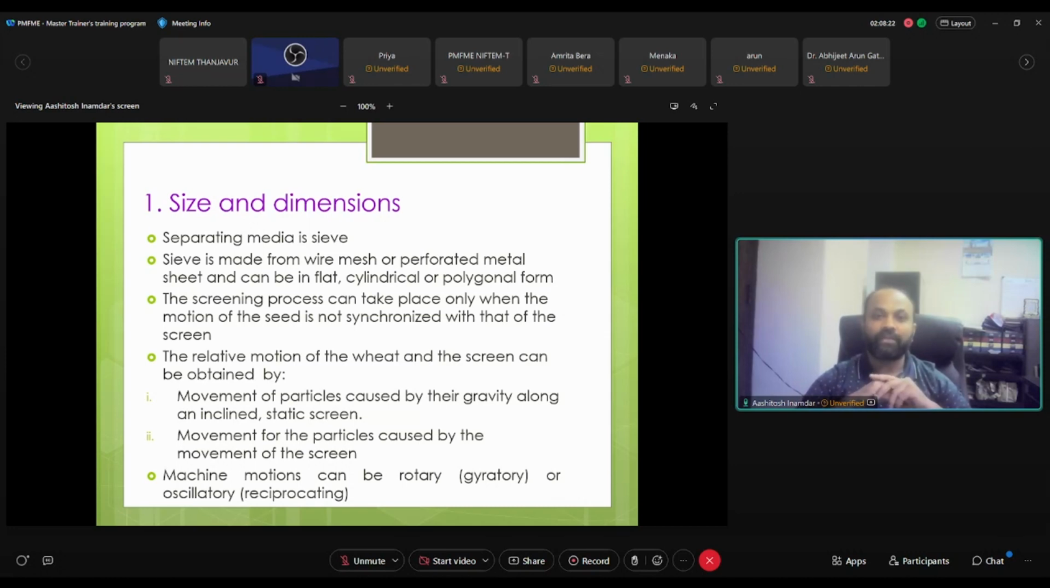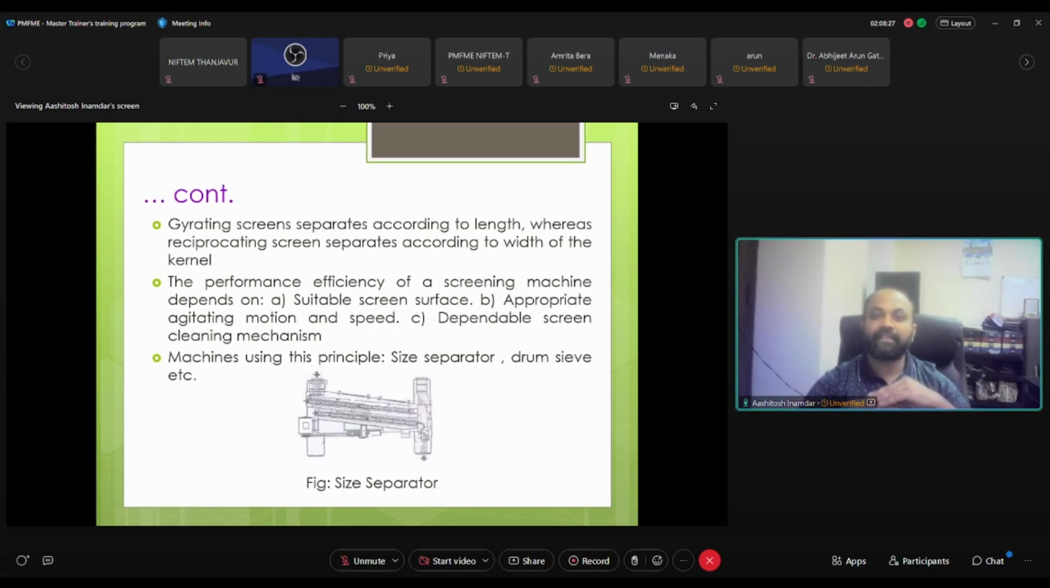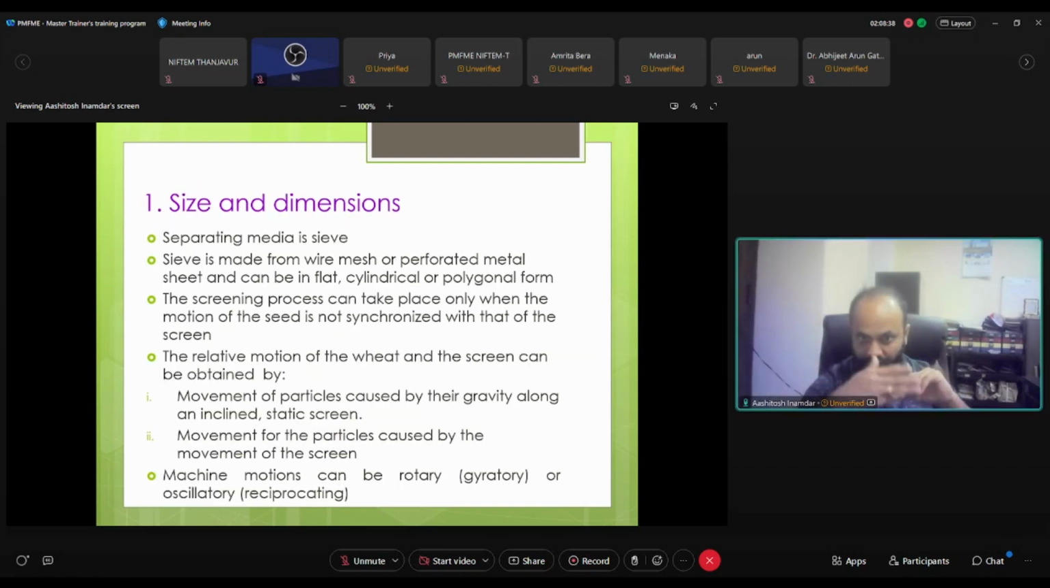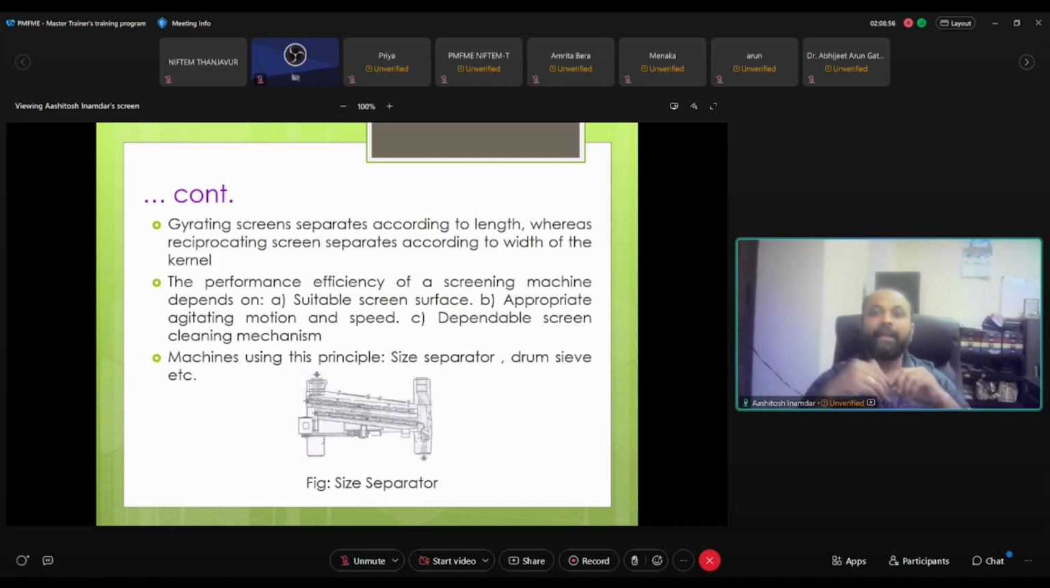This motion, of course, can be given by gravity itself. You can see this picture here. The sieve deck is a little bit inclined. So we take advantage of gravity itself for the motion, and of course the other way is to have a motor put in. These motions can be either gyratory, which are rotary, or reciprocating, which are vibratory. They work on the principles according to that. So whenever we are using a rotary motion, the separation actually happens based upon the length, right?